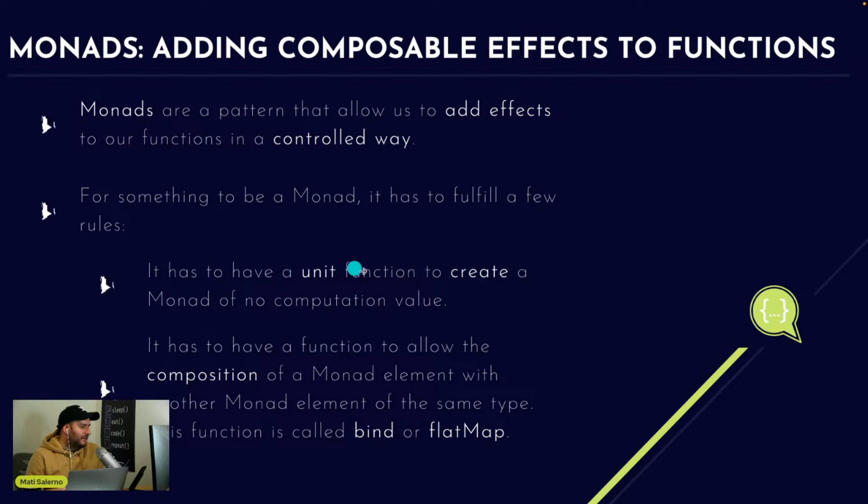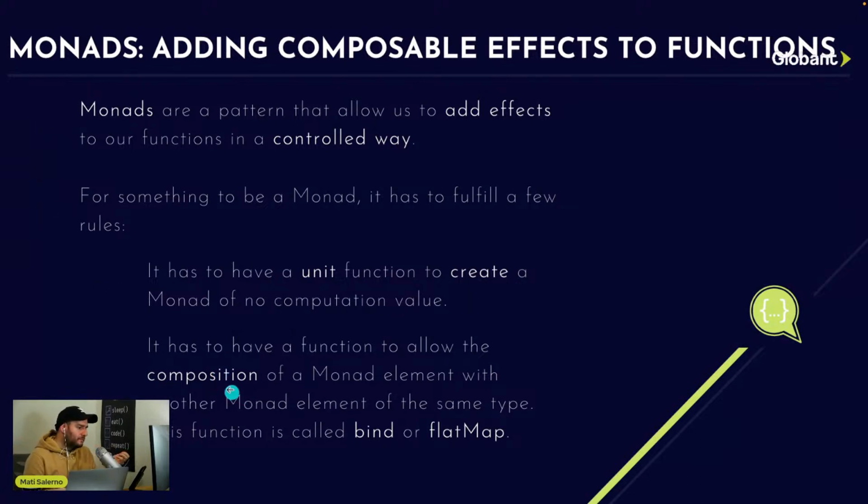All right. So formally, a monad has two functions. It has the unit function to create the monad without a computation value. Like in optional, we have optional empty, that is the create function.